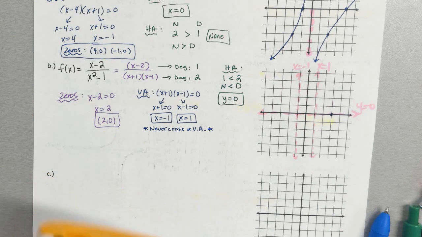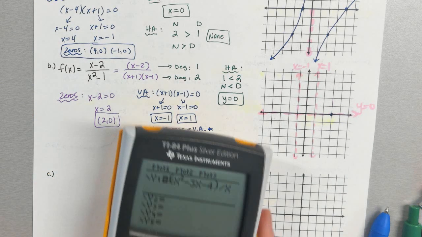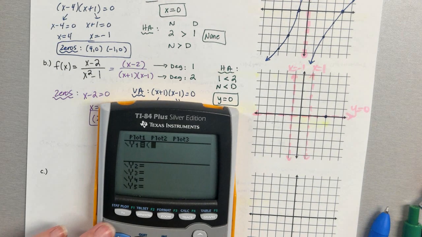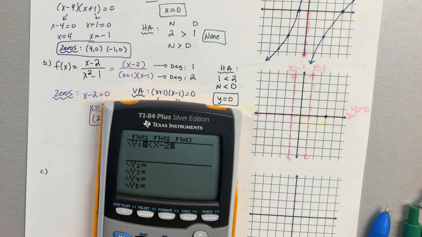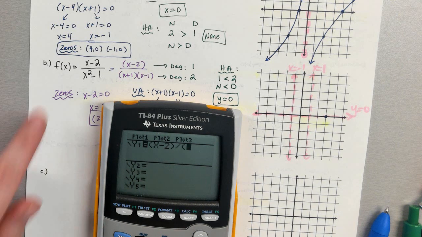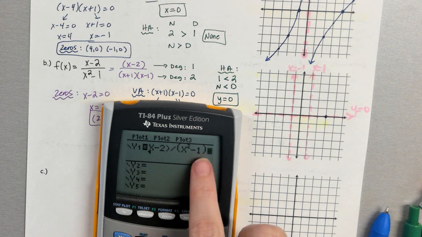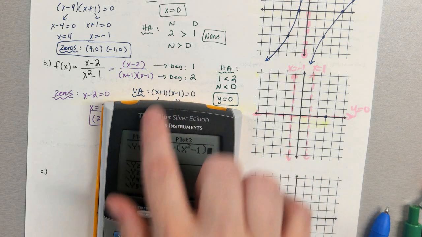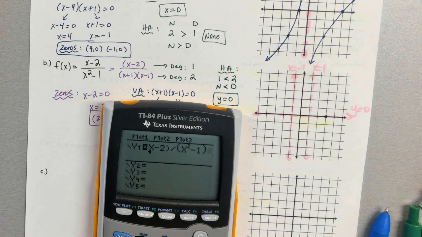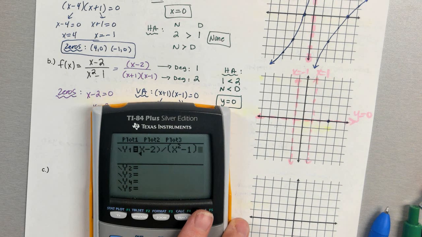And then again, when you go to graph this, you have to put parentheses around the top and the bottom, and use the x squared minus 1. That way you don't have to do a double parenthesis. If you just put in the factored form and you didn't put an extra set of parentheses, you would not get the same thing. You guys ready to see this graph?